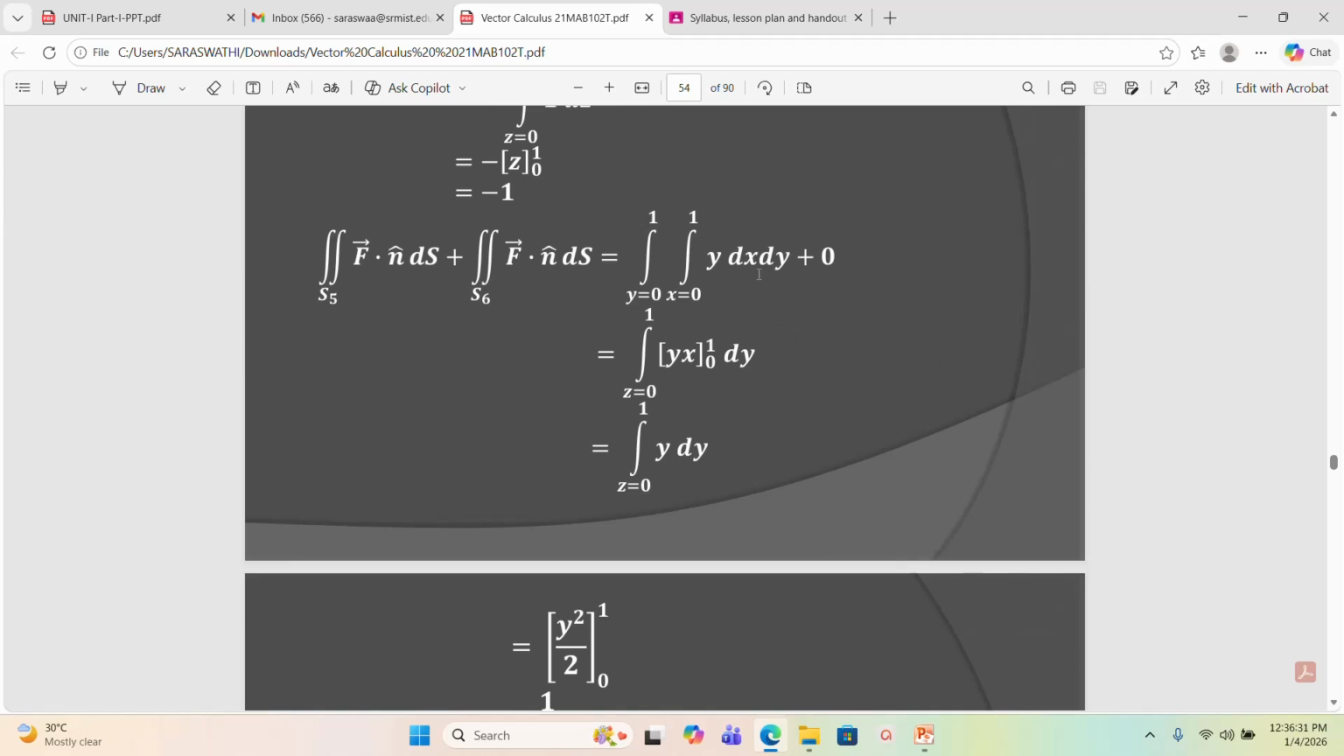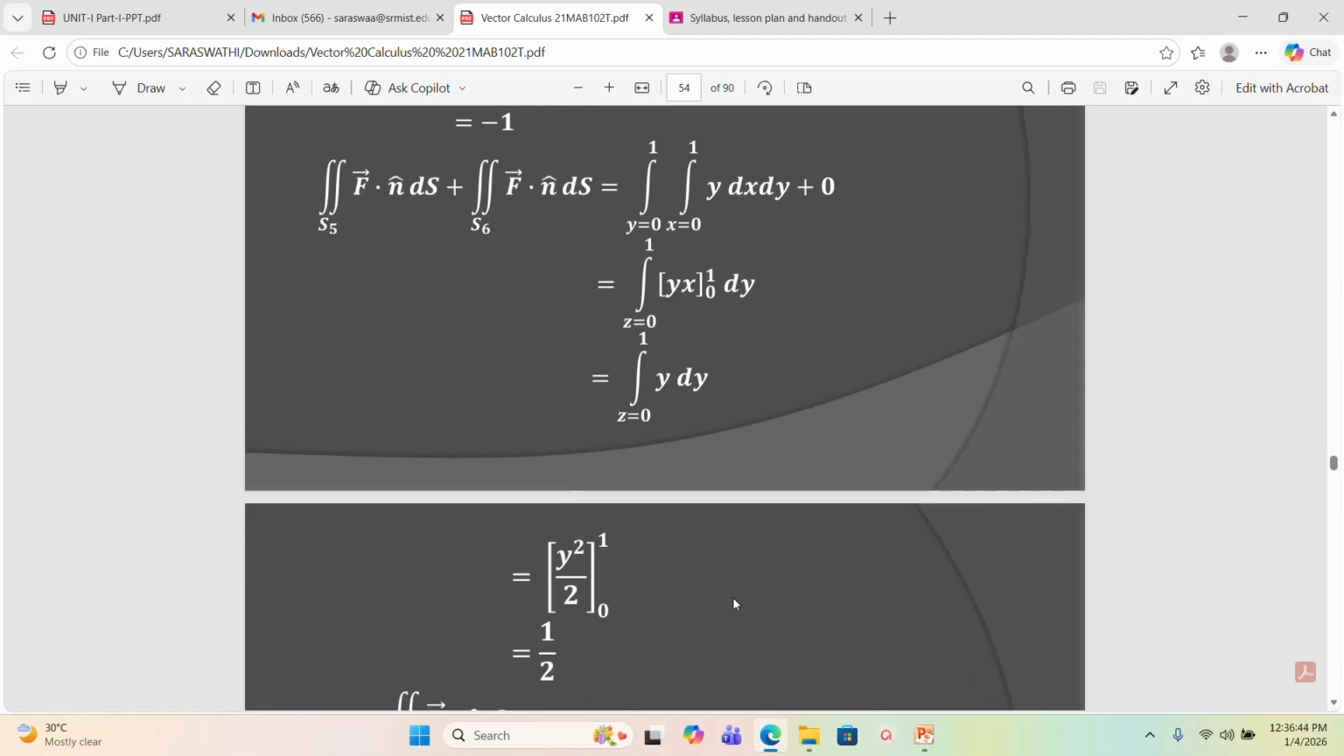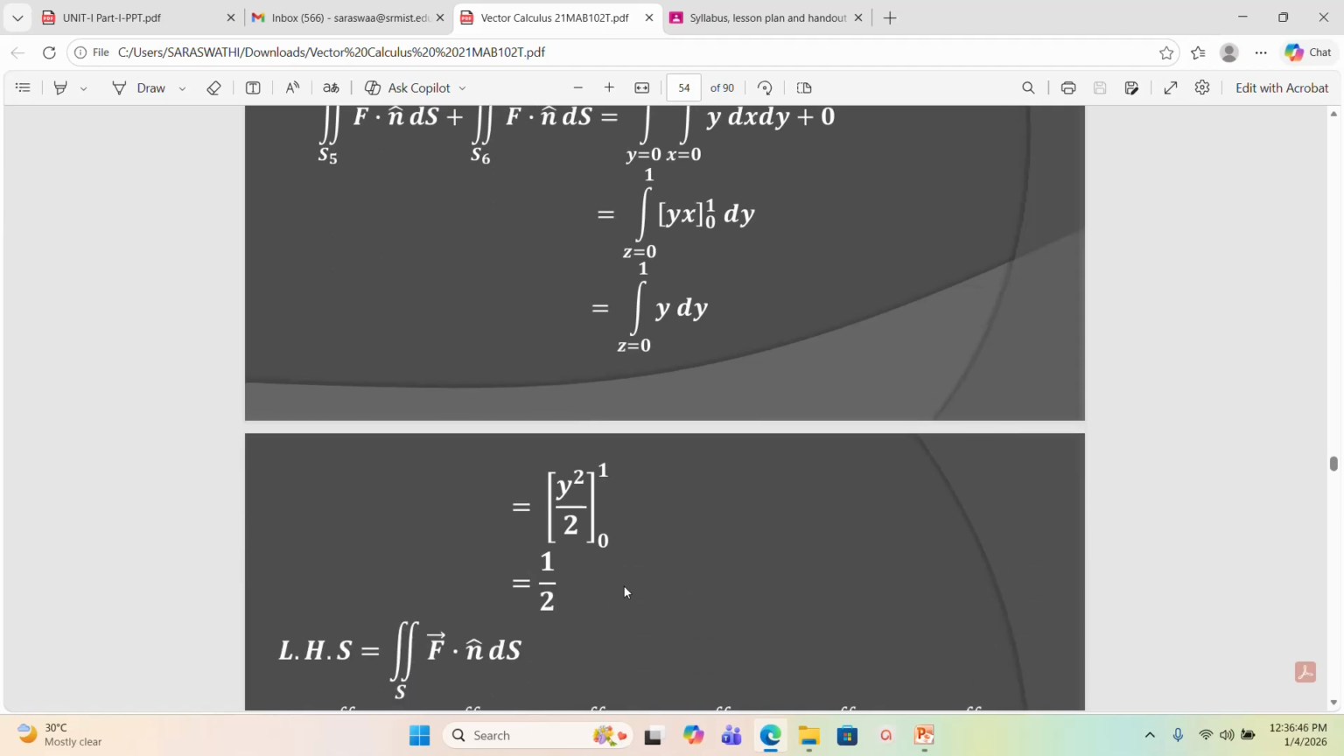Integral of y dx dy: integral dx is equal to x, limit from 0 to 1, so 1 minus 0 equals 1. Next is y dy. Integral y dy is equal to y square by 2, with upper limit of y equal to 1 minus lower limit. Here it is y, not z limit, y equal to 0 to 1, a typographical error. So 1 by 2 is the final answer.